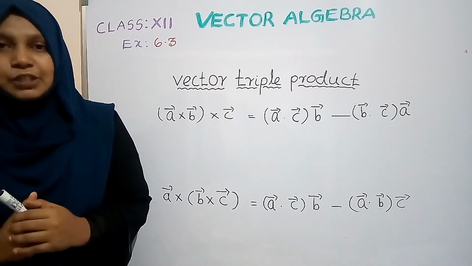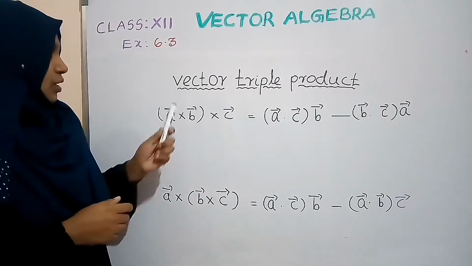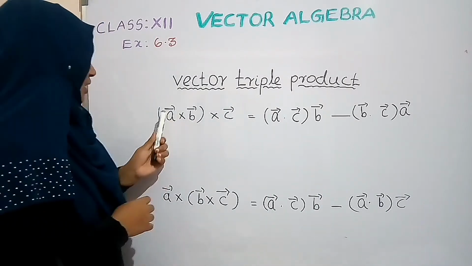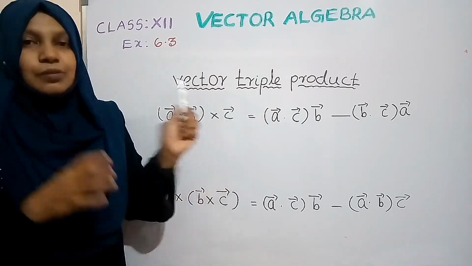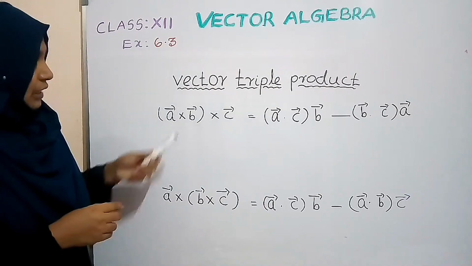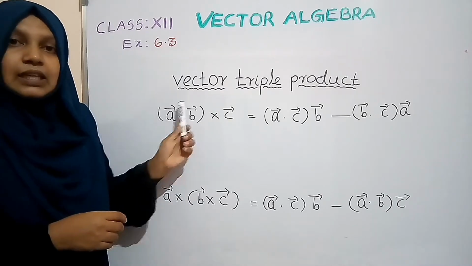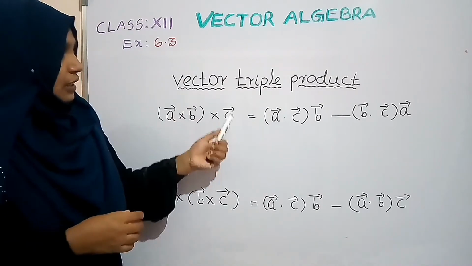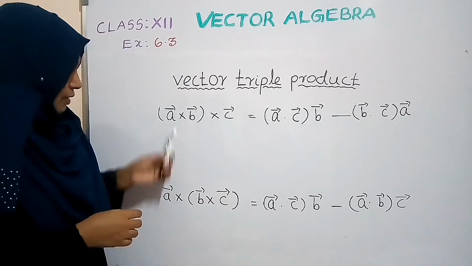We have a formula to calculate the vector triple product. The vector triple product is nothing but the vector product or cross product of three vectors. Here, what are the three vectors we have? A vector, B vector, C vector. So we are multiplying these three vectors using the vector product. We do this in two methods. First we calculate A vector cross B vector, and using that value we calculate the cross product again with C vector. But the second one is different from the first one.